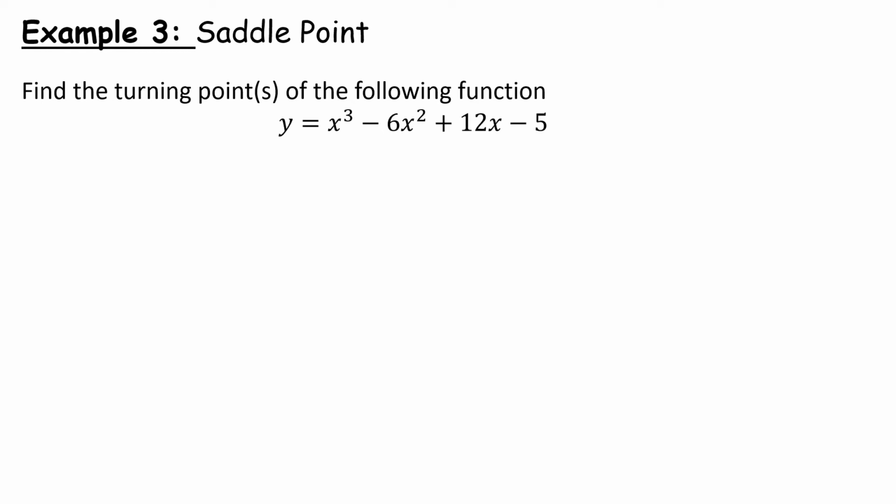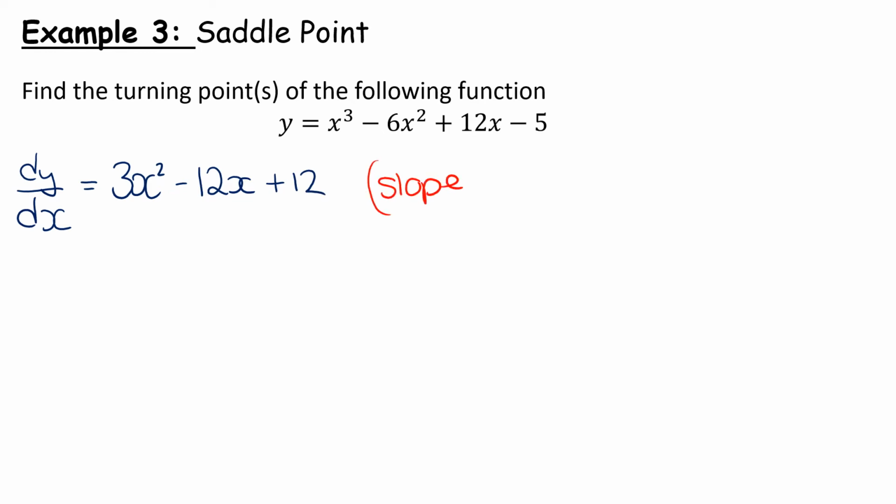We'd expect 2 turning points because it's cubic, but let's see what happens. So dy/dx, we're doing turning points. So we're going to differentiate. That gives me 3x squared minus 12x plus 12. Remember that this is slope. To find the turning points, we let that slope equal 0. Well, we know at those turning points, the slope is 0.